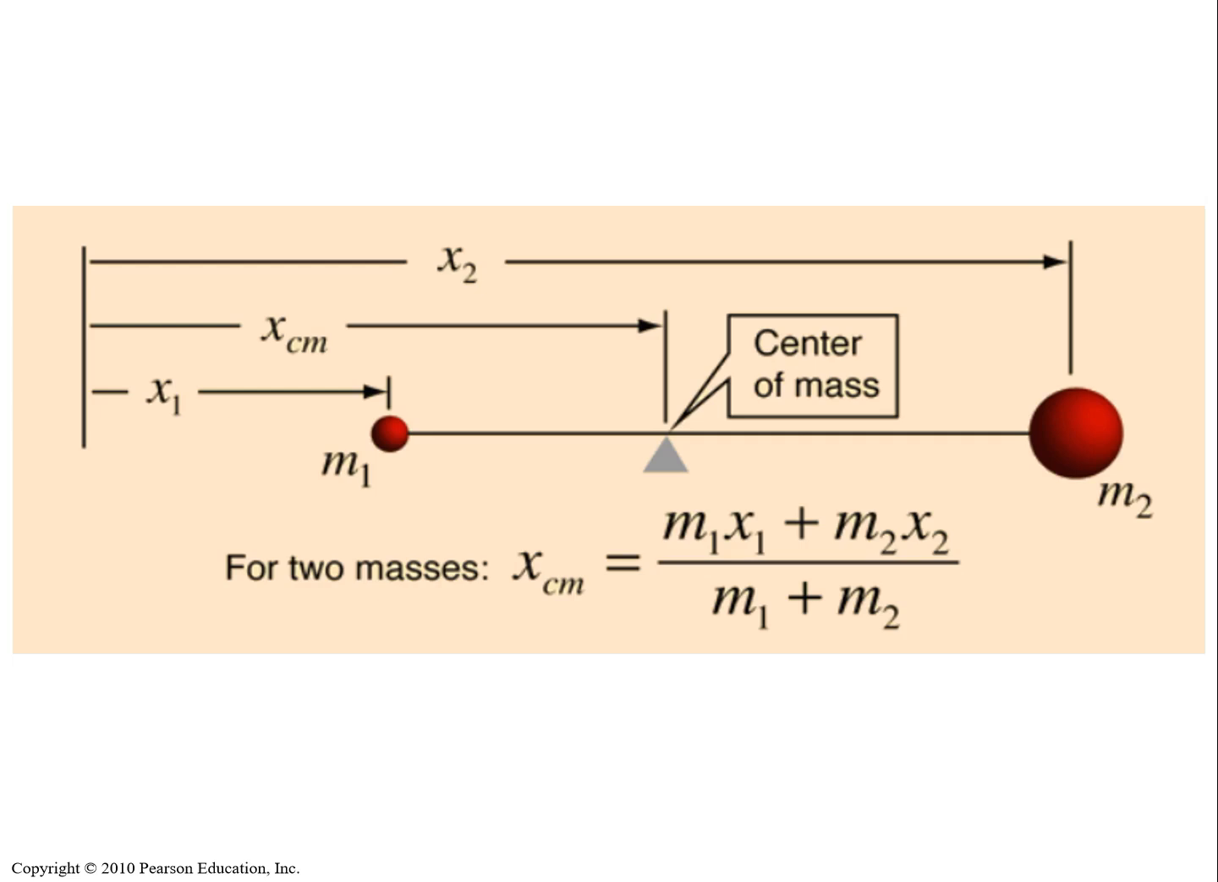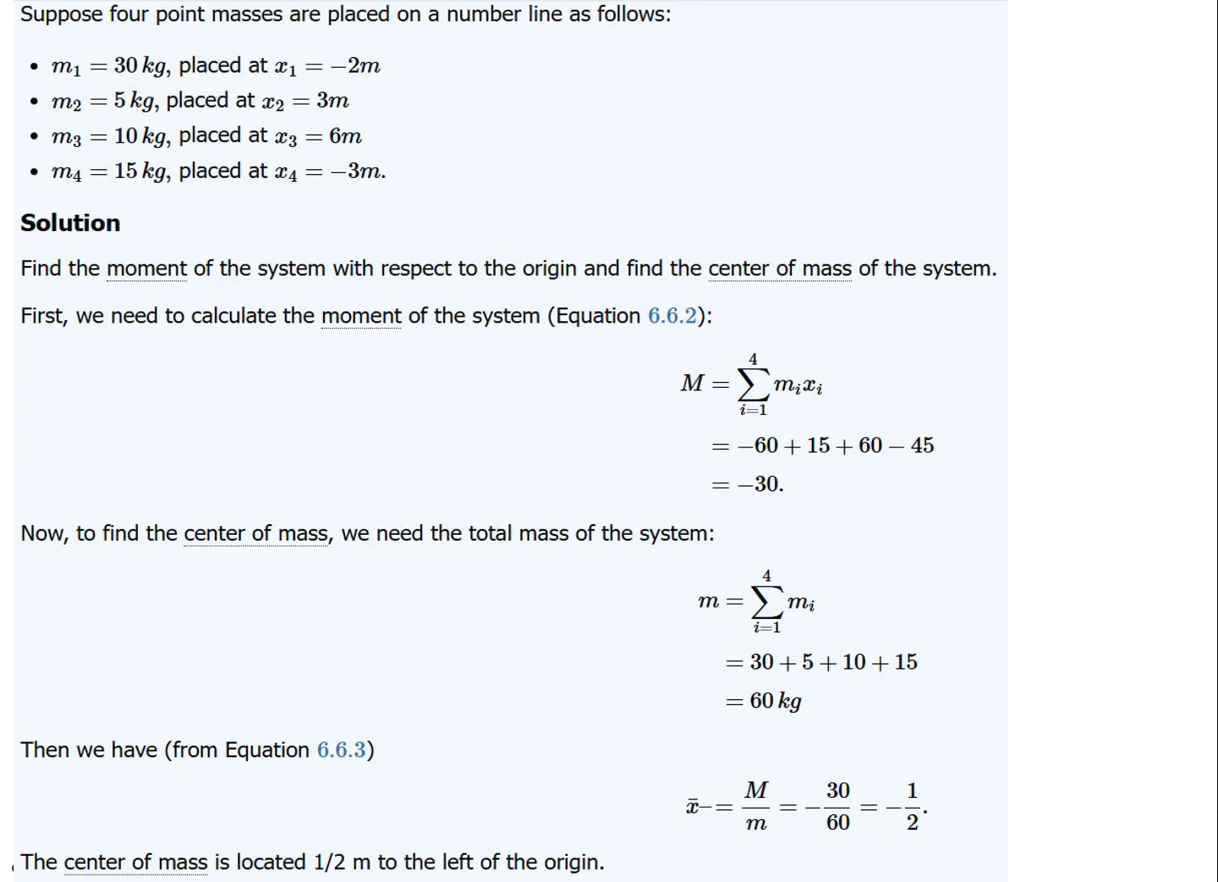Now, a quantitative example of this we can see in the next slide. Let's say we have four masses, and let's pretend we're putting them on a number line. 30 kilograms is at -2 meters, 5 kilograms at 3 meters, 10 kilograms at 6 meters, 15 kilograms at -3 meters. And we want to find the exact point on the number line that would be the center of mass of this system. So the convenient reference point, of course, is the origin itself.